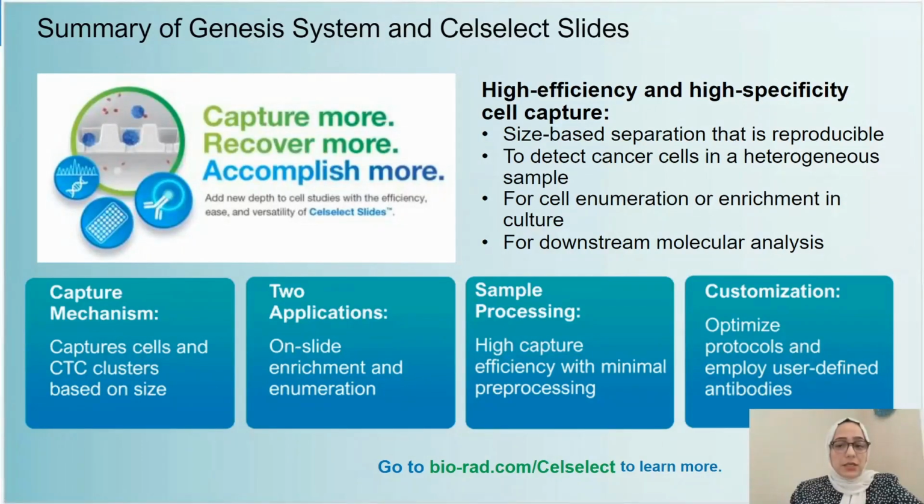It can enrich CTCs and retrieve viable CTCs for downstream analysis, or stain cells directly on chip for enumeration. Sample processing is rapid with minimal sample preparation required. And at the end, Genesis is also a flexible platform that is highly customizable for user-defined protocols using the protocol builder software.